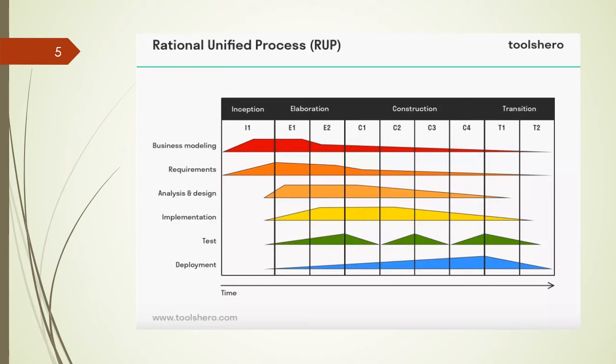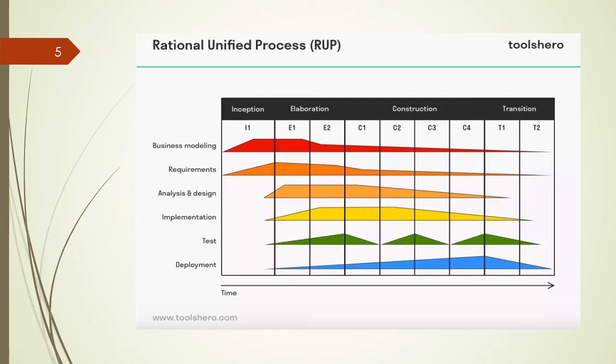Then the construction has a lot of iterations, C1, C2, C3, C4. There can be any number of iterations; this is just an example. And then the transition phase. If you see here, deployment, come to this part, the blue, you will see inception, elaboration, and then you have here construction and the transition.